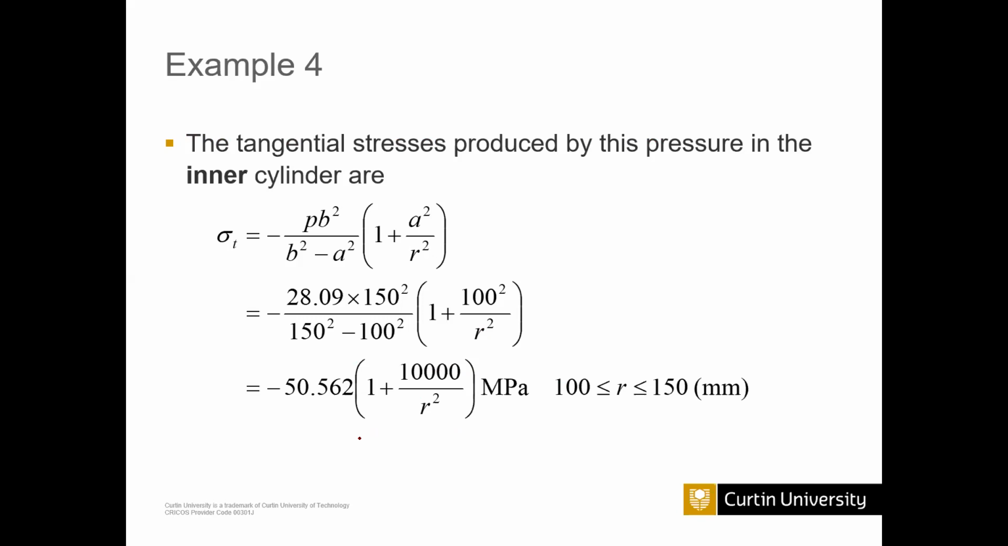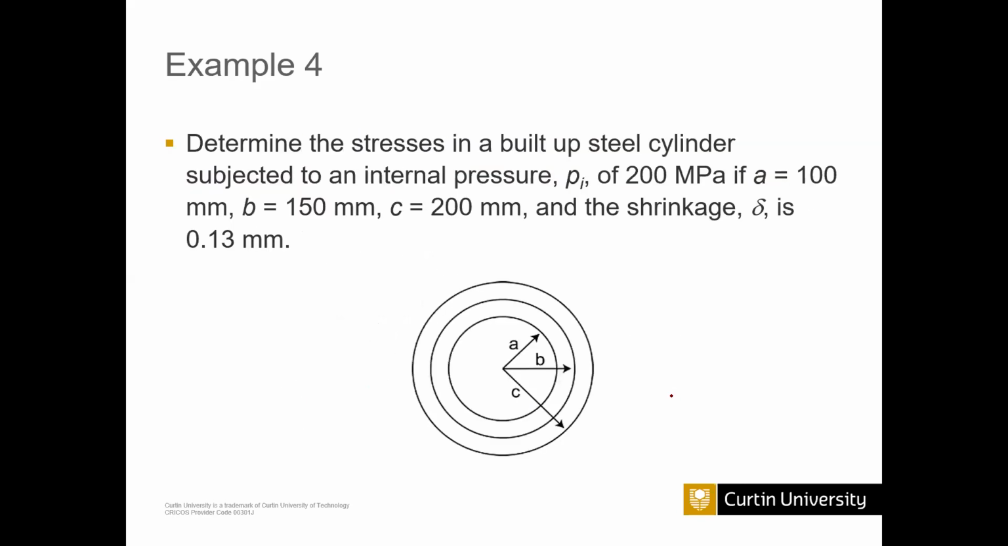If they ask, in the next step, for another radius, you would need to do the calculation again from the beginning. If only the radius varies, you substitute here and get the values directly using this equation. That equation is not changed, so you can use it as a general equation for that particular case. This equation is valid for 100 to 150 millimeter, because it is valid only for the internal cylinder. You can see A is 100, B is 150.